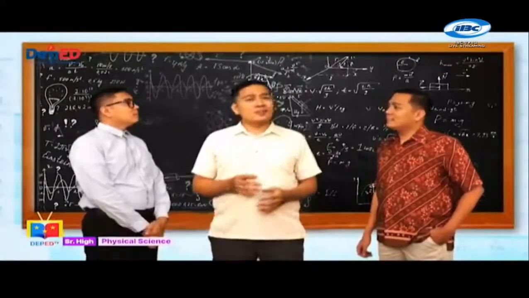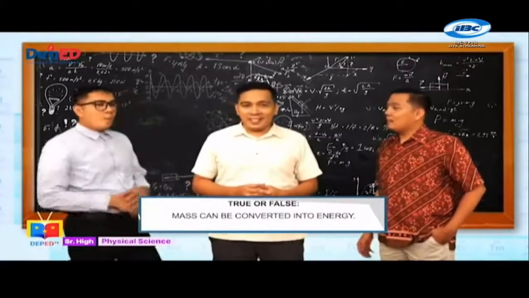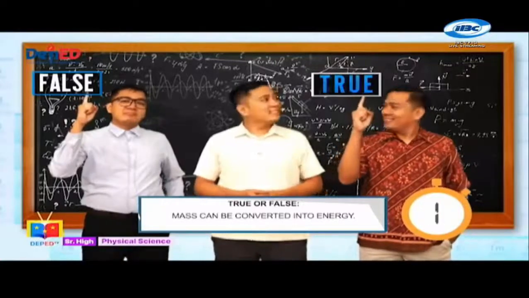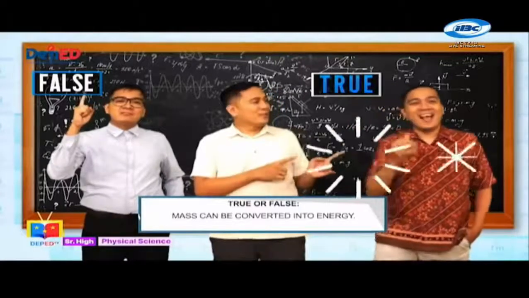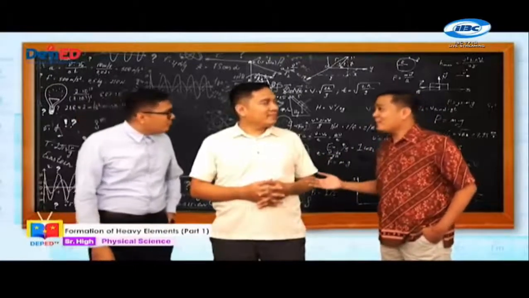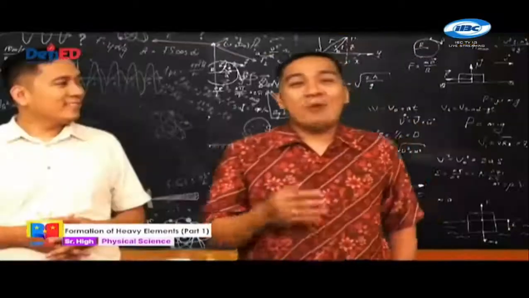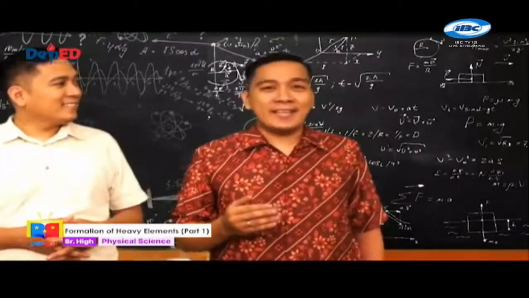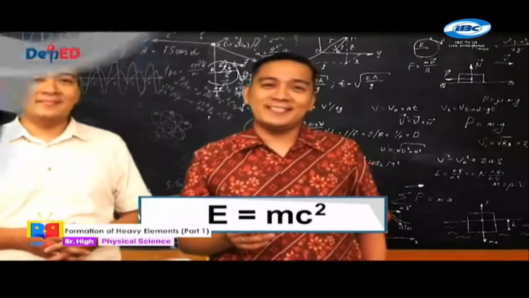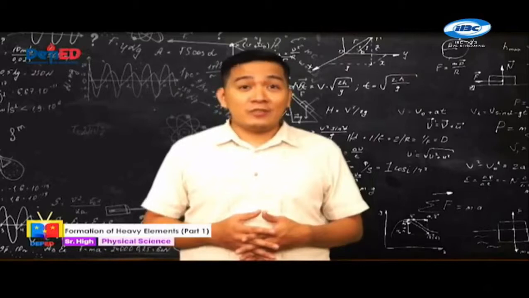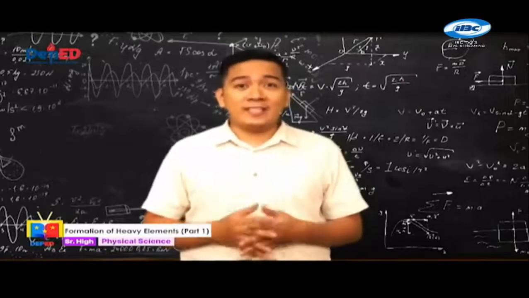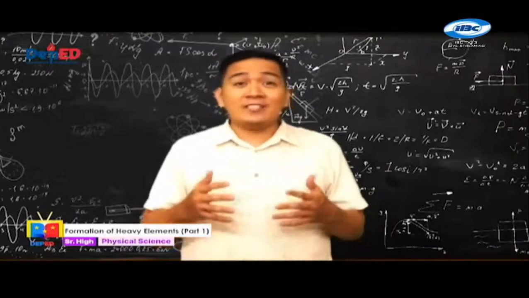Last question. True or false? Mass can be converted into energy. The correct answer is true. We learned from the law of conservation of mass that mass can neither be created nor destroyed. However, Einstein's theory of relativity, E is equal to mc squared, tells us that mass can be converted into energy. It is important for us to understand and to know that it is possible for mass to be converted into energy. Later, you will see that when elements are made, energy is released.